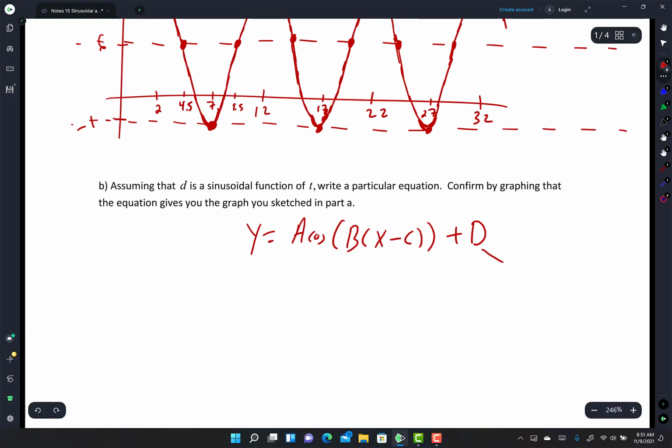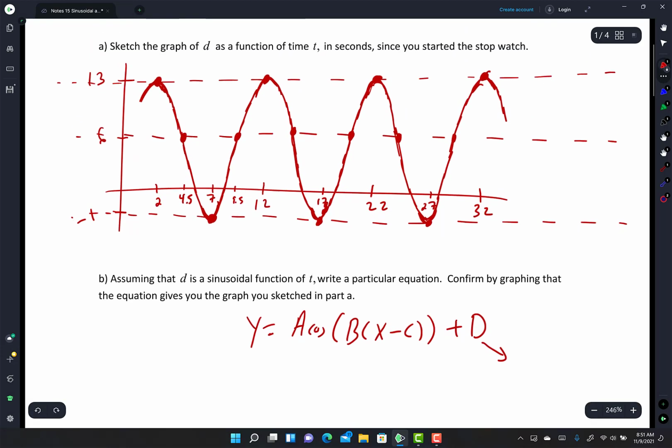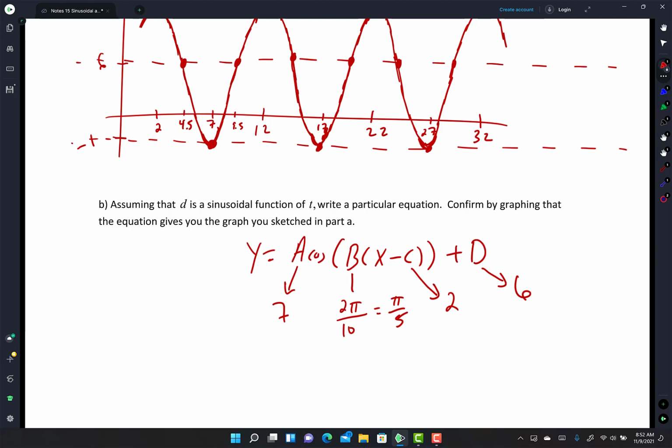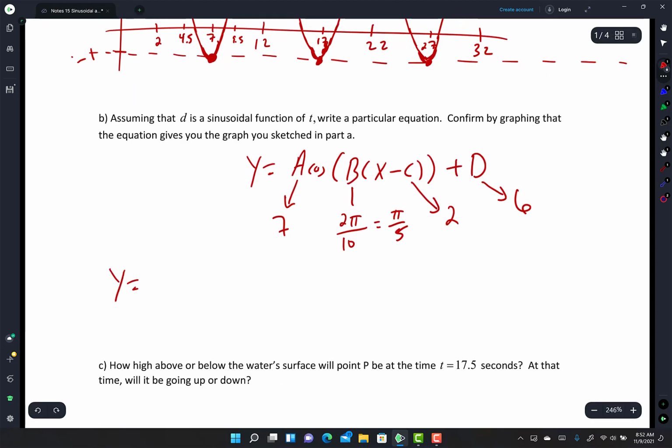The midline, the 7 or the 6? The midline is 6, so d is 6. The amplitude, the distance from 6 to 13, is 7. The b is 2 pi divided by the period, which is 10, so that reduces to pi over 5. And then finally the c, what's my shift? 2. If you want to say 12 or 22 or 32, that's fine, but usually you want to use the one closest to the x-axis. And here's my equation, guys: y equals 7 cosine(pi over 5 (x minus 2)) plus 6.